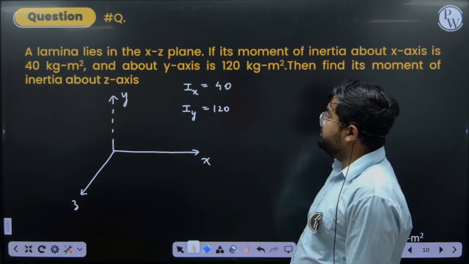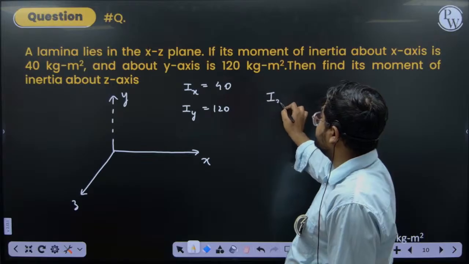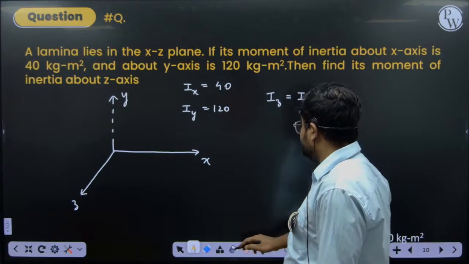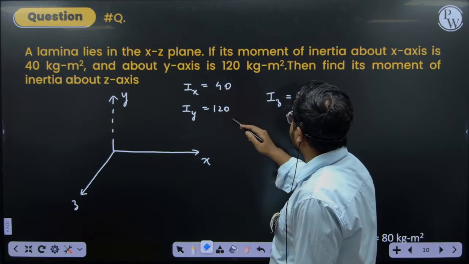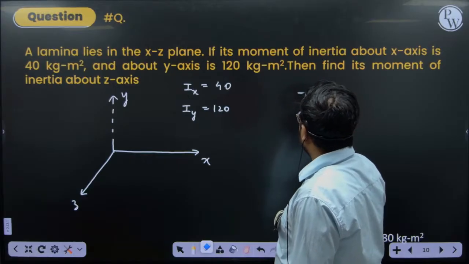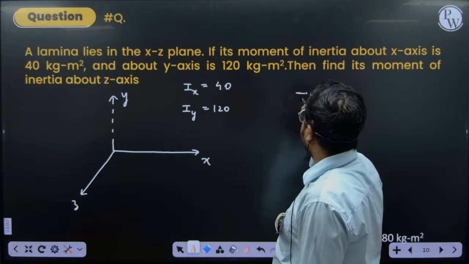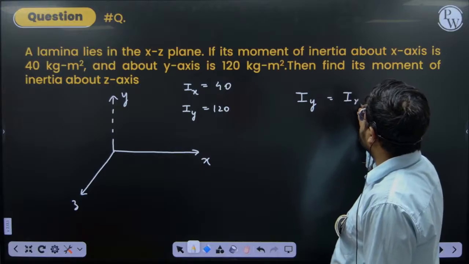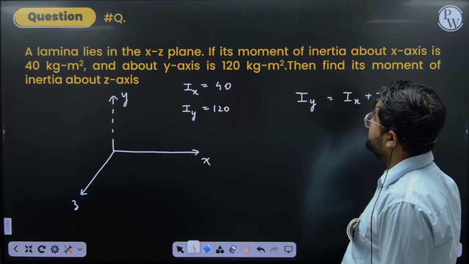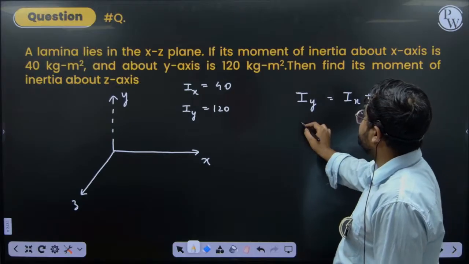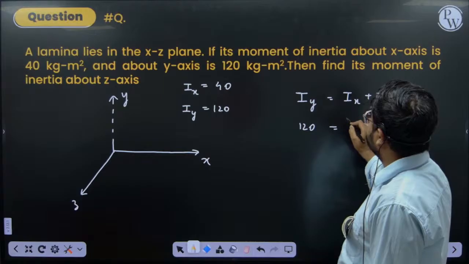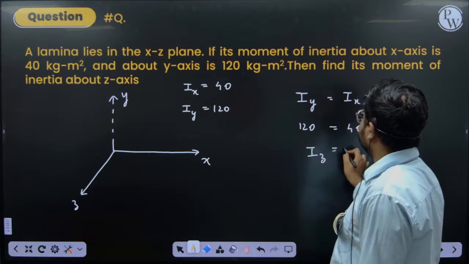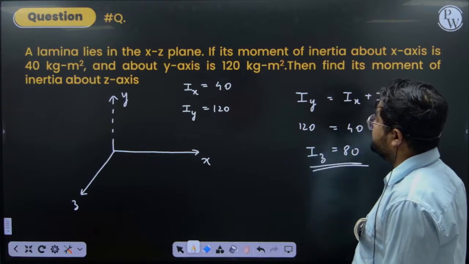So obviously we will apply the perpendicular axis theorem here. Iy, because y is the one which is perpendicular, right? So Iy equals Ix plus Iz, and we need it about the z-axis. Iy is given as 120, Ix is given as 40. So about the z-axis it comes out as 80. This is the answer.